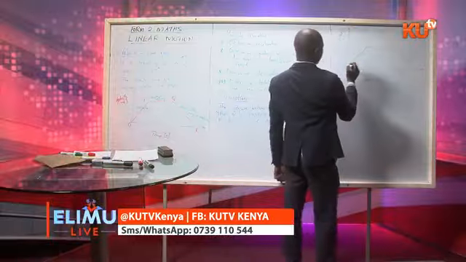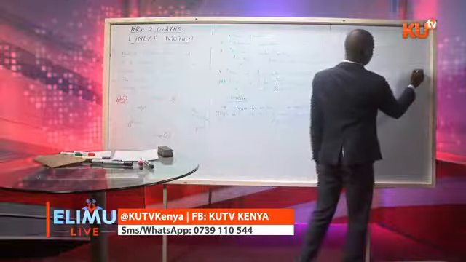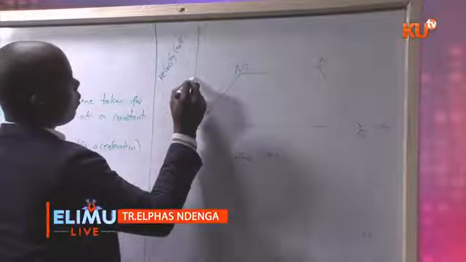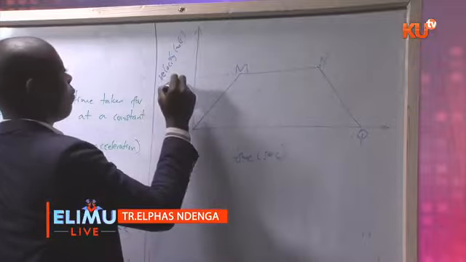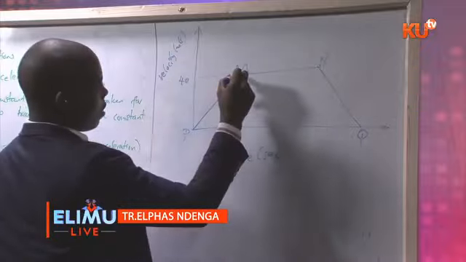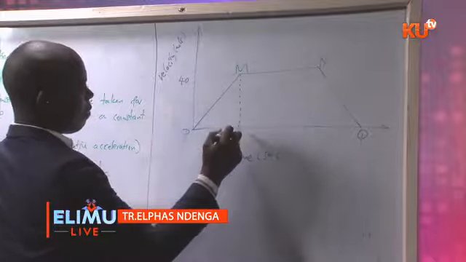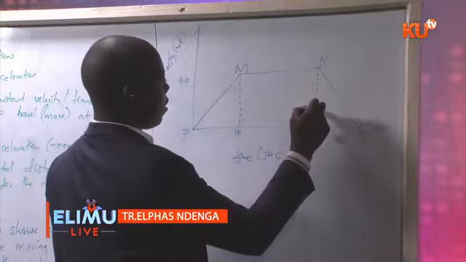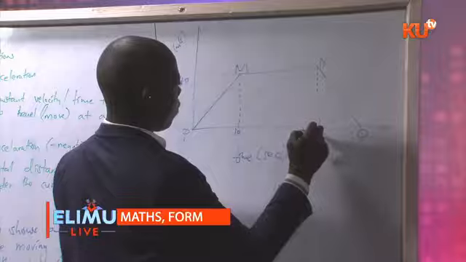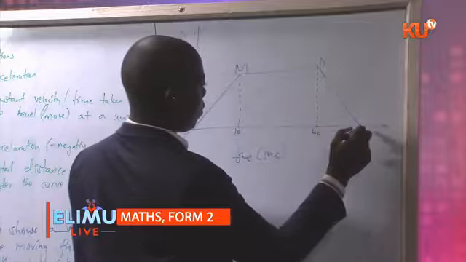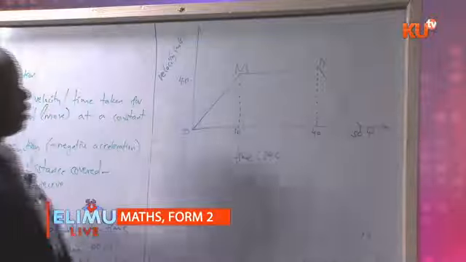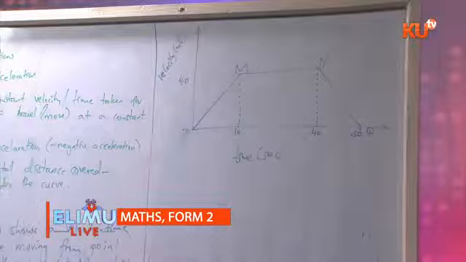This way. So we put this as point P, and this is Q, M, and N. And ensure as you're drawing that this point is on the level of 40, and this one here is on the level of 10. This one here is on the level of 40, and this one here is on the level of 50. That is where Q is. So that is the velocity time graph for this particle.